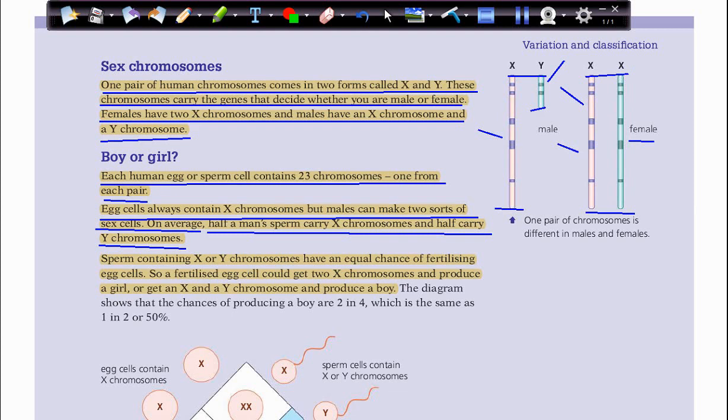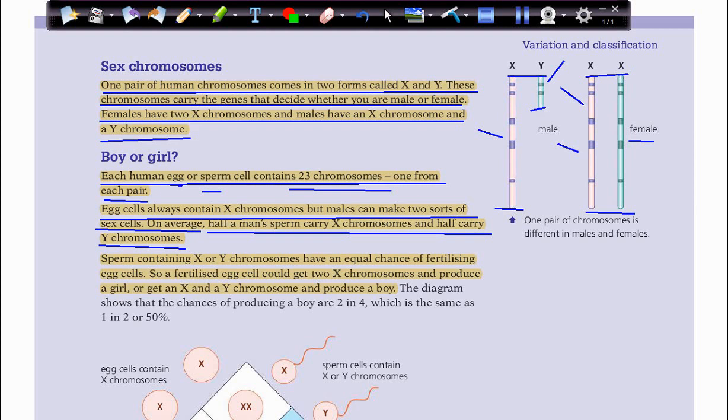Here, each human egg or sperm cell contains 23 chromosomes only. So when they combine together, 23 chromosomes from the egg cell and 23 chromosomes from the sperm cell will form 46 chromosomes. That's why half of them, 23 from the mother and 23 from the father, together they will be 46. This is the total number of chromosomes inside the cell.